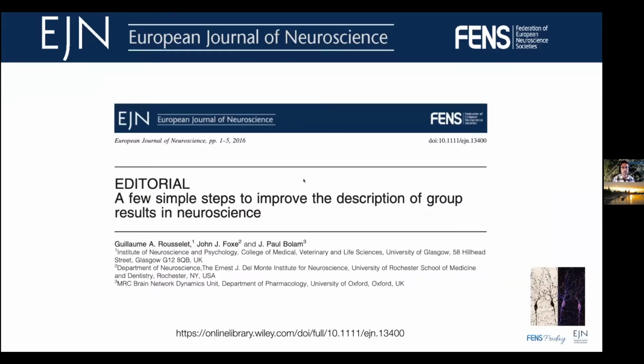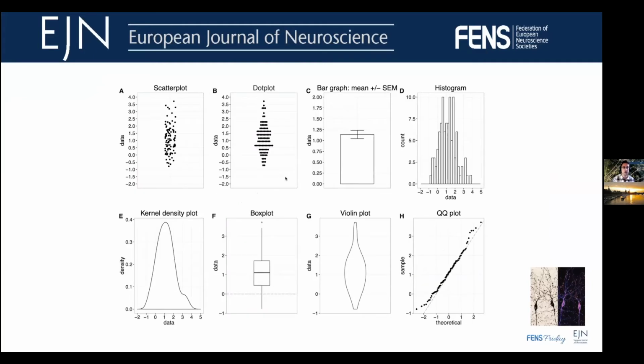And that's the policy of the journal as set out in this editorial in 2016, where we strongly encourage authors to use other types of graphical representation. Obviously, the question is, what should you use? So here you have the same data represented in many different ways. There's plenty more options, and that's stuff done in ggplot2 in R. So obviously, we don't want people to use bar graphs because they hide so much information.